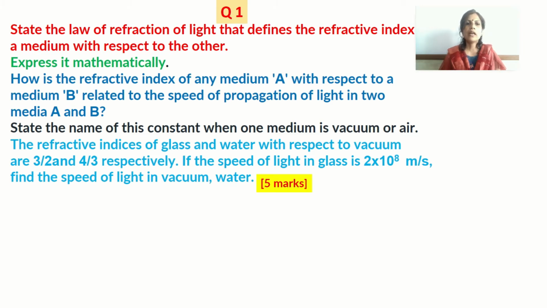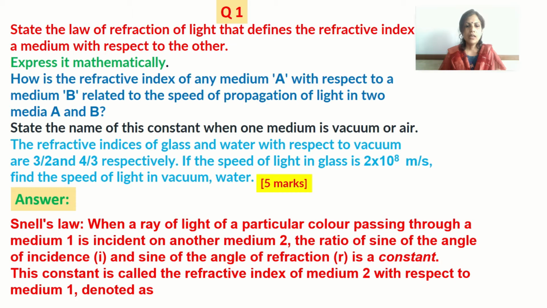First question is about writing the law of refraction of light, and we all are aware that this law is also called as Snell's law. So we can write it like this. When a ray of light of a particular color passing through a medium 1 is incident on another medium 2, the ratio of sine of angle of incidence to the sine of angle of refraction always remain constant, and this constant is called the refractive index of medium 2 with respect to medium 1, and it is denoted as N21. Alright, for writing this, 1 mark will be given.